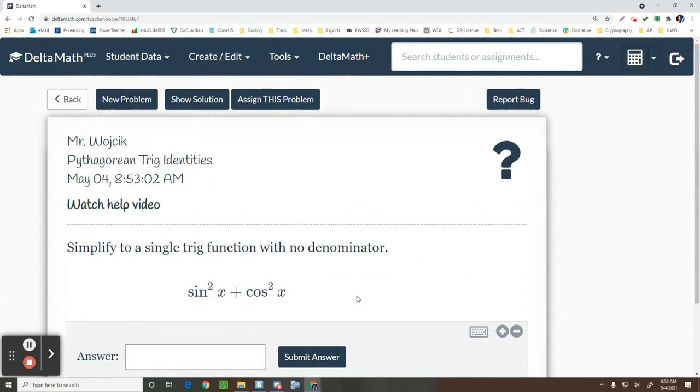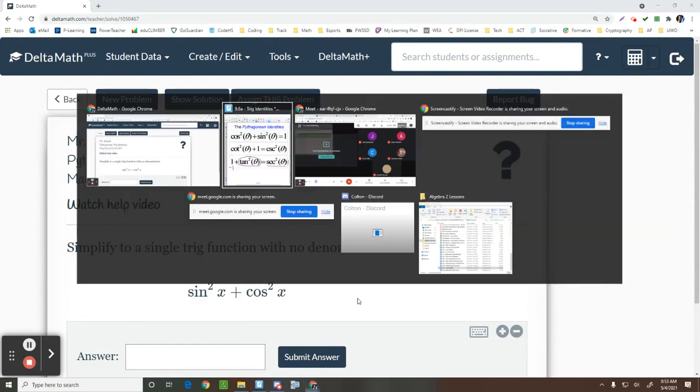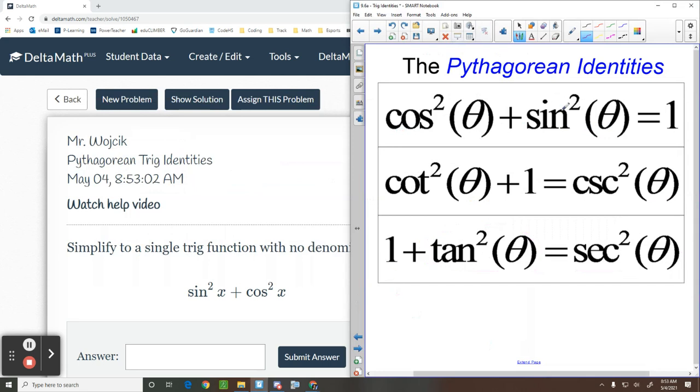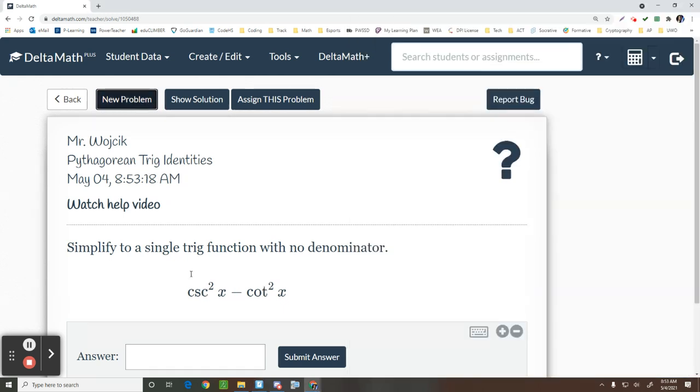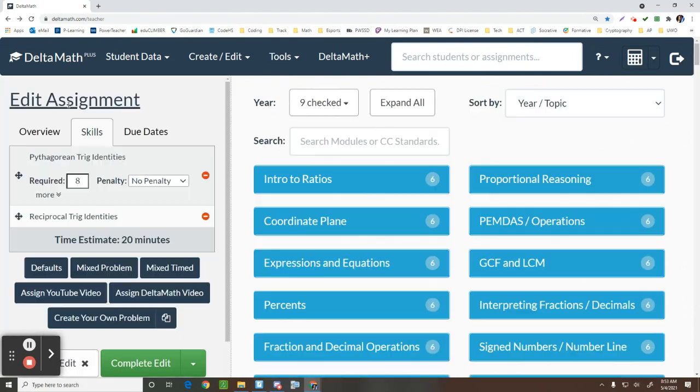What about this one? What's sine squared plus cosine squared? Sine squared plus cosine squared, that's the easiest one. That's our basic Pythagorean identity. That's just going to be a 1. Right? Others, you're going to just do some rearranging from one side to the next.